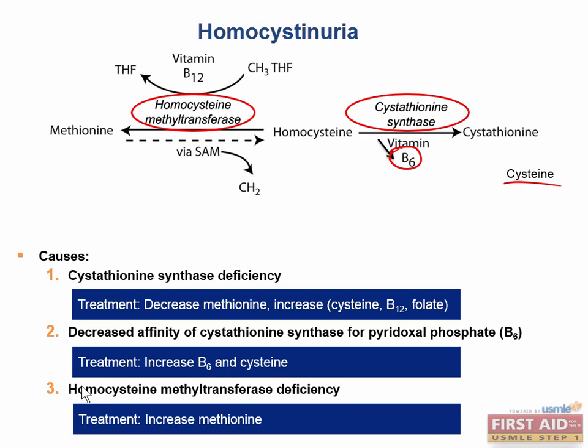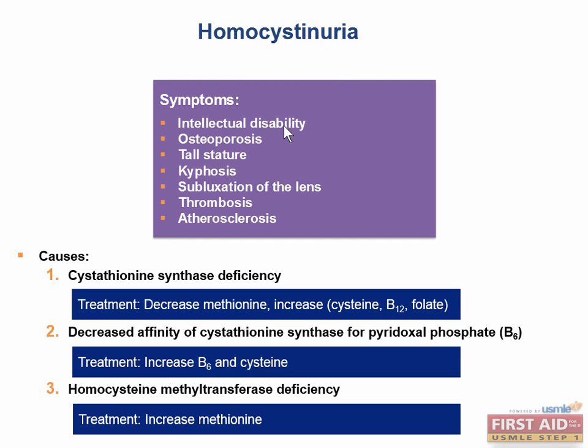And then lastly, we have a third treatment. If homocysteine methyltransferase, notice the highlighted enzyme here, is deficient, then methionine is going to become an essential amino acid in the diet. So increase the dietary intake of methionine. So three different causes for homocysteine in the urine. Regardless of the etiology, so regardless of one of these three causes, how do patients with homocystinuria present clinically?